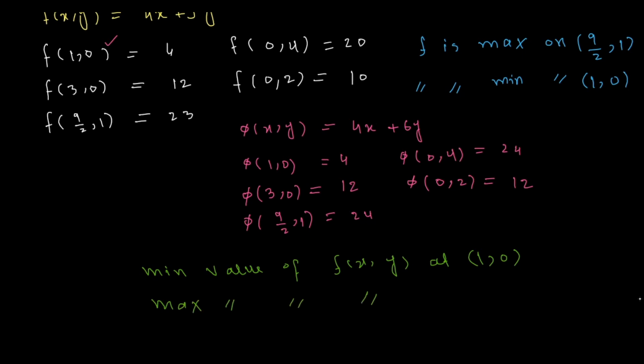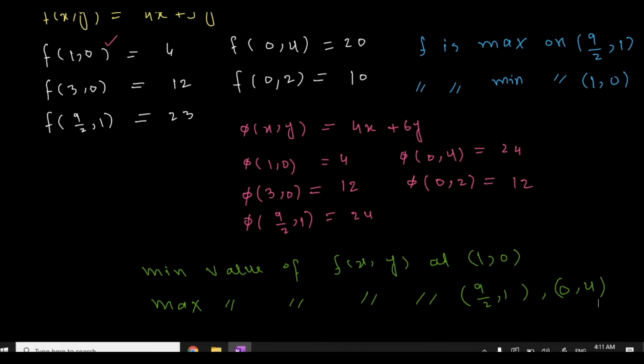The maximum value of this function is at 2 points, which are 9 by 2 comma 1, and 0 comma 4. So this is the way how to find the maximum and minimum value at the corner points.